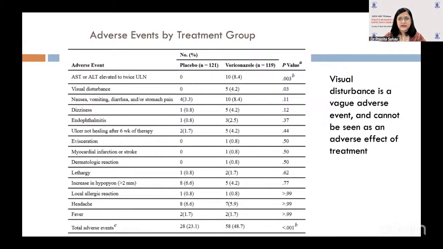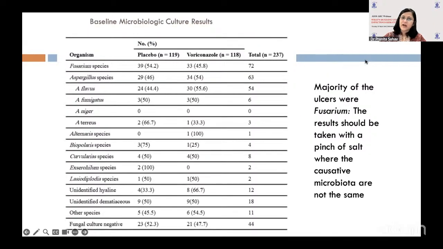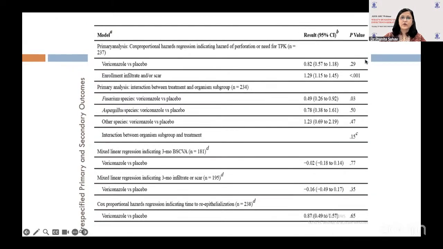So looking at the results, regarding adverse outcomes, they said visual disturbances were higher in the voriconazole group. However, only 5 patients faced visual disturbances among 119 cases. Also, mild elevation of liver function was noted in the voriconazole group. Again, the majority of the patients in this study had fusarium, and aspergillus was less than 50% of the cases. And the regression analysis showed that the baseline enrollment infiltrate was one of the major risk factors that determined the risk of corneal perforation and need for TPK.